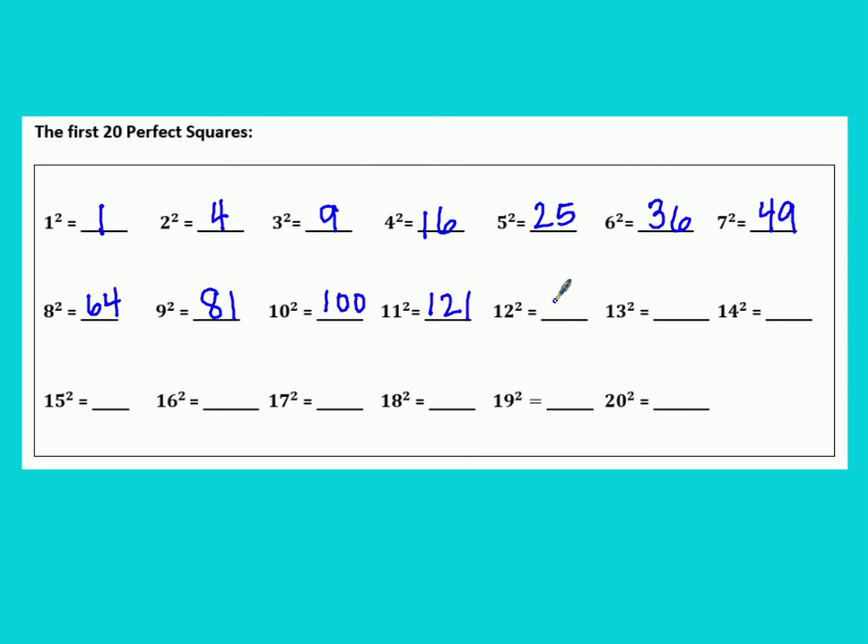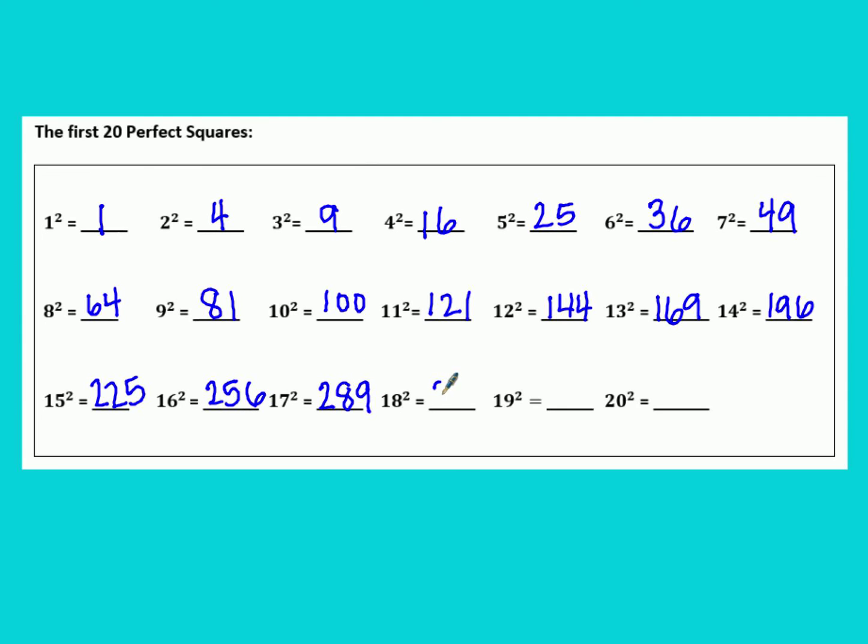12 squared is 12 times 12, which is 144. 13 squared is 13 times 13, which is 169. 14 squared is 14 times 14, which is 196. 15 squared, 15 times 15 is 225. 16 squared is 16 times 16, which is 256. 17 squared is 17 times 17, which is 289.